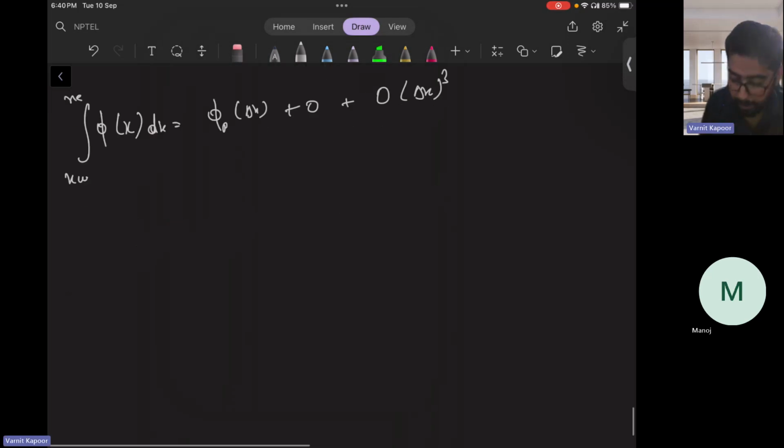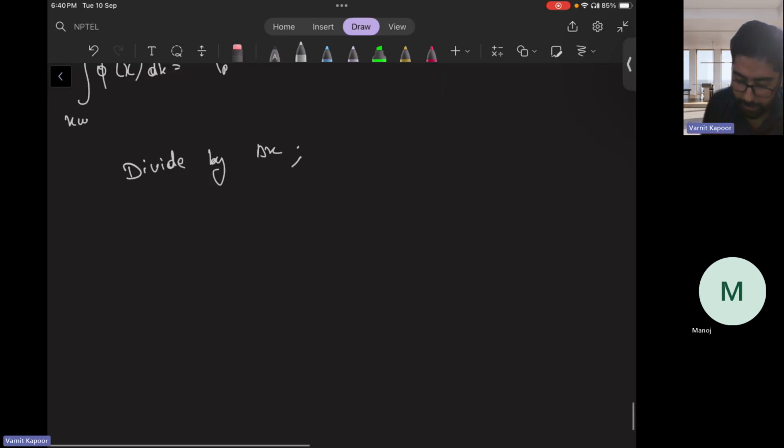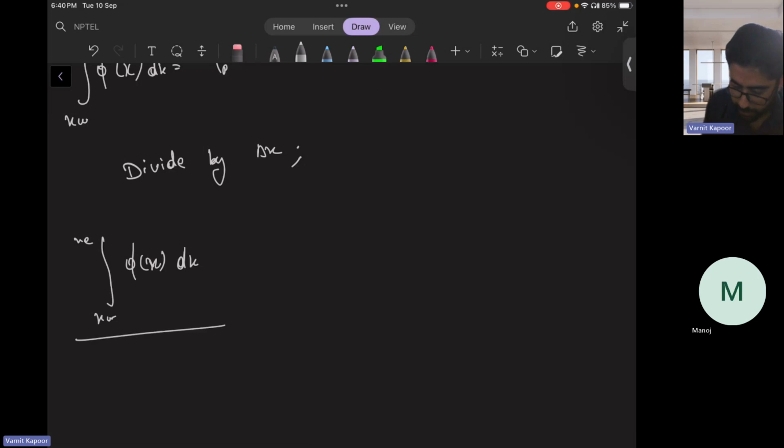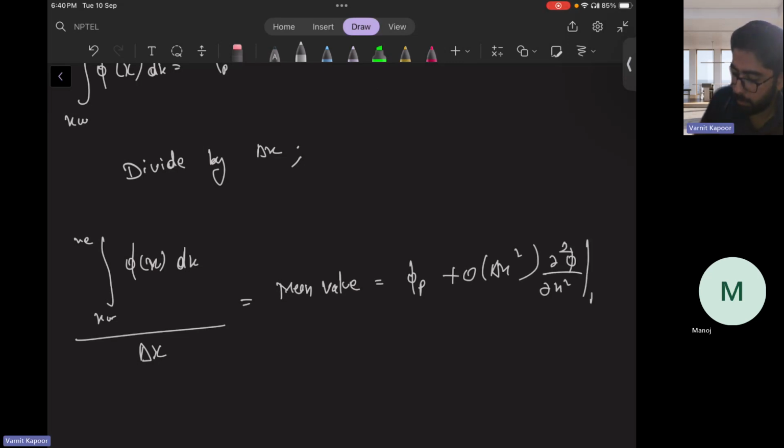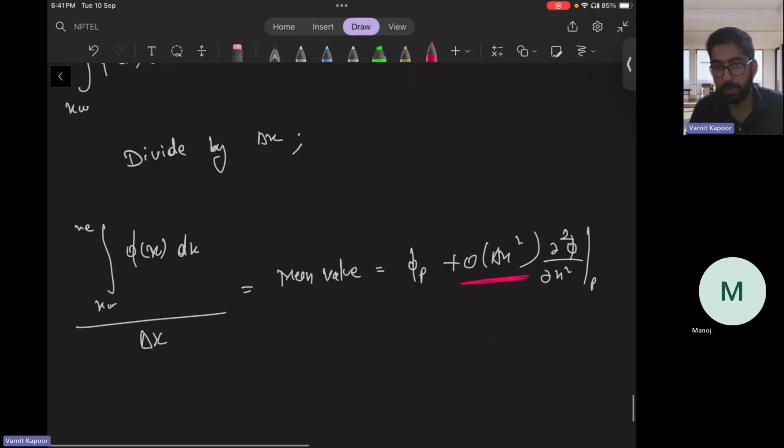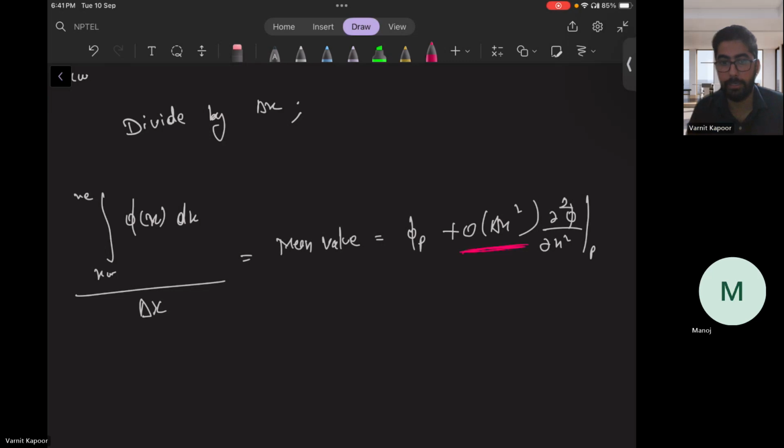Now you divide by del x. You will get, for the mean value, integral of phi of x dx by del x is equal to the mean value, which is equal to phi p plus order of del x square, and its gradient dou 2 phi by dou x square about p. So you see the neglected term is second order accurate. Okay. So we get the exact value if S is constant, but if S is linear, that is a function of x, then you can say that dou S by dou x will not be zero in that case.